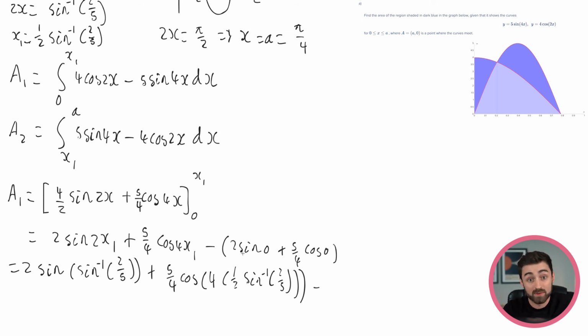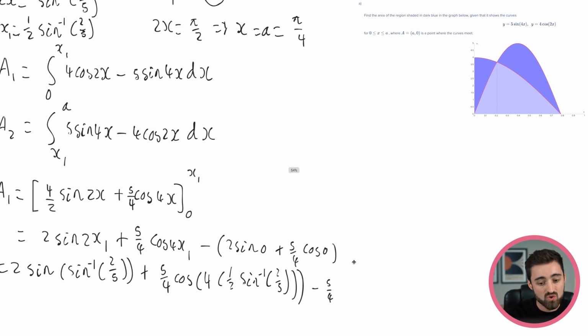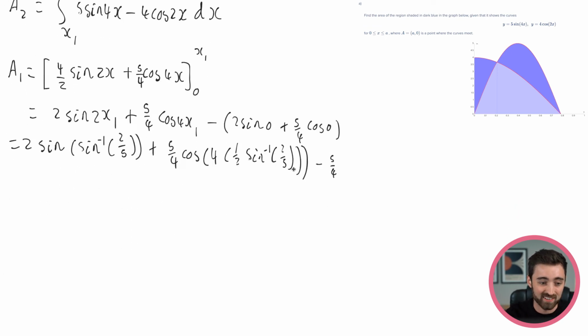Well, sine of 0 is 0, so 2 times sine of 0 is also 0. So don't have to worry about that. Cos of 0 is 1. So then this is just going to be 5 over 4, and I'm going to need to minus it. So minus 5 over 4. Whew. Okay. Hopefully this is now going to clean itself up a bit.